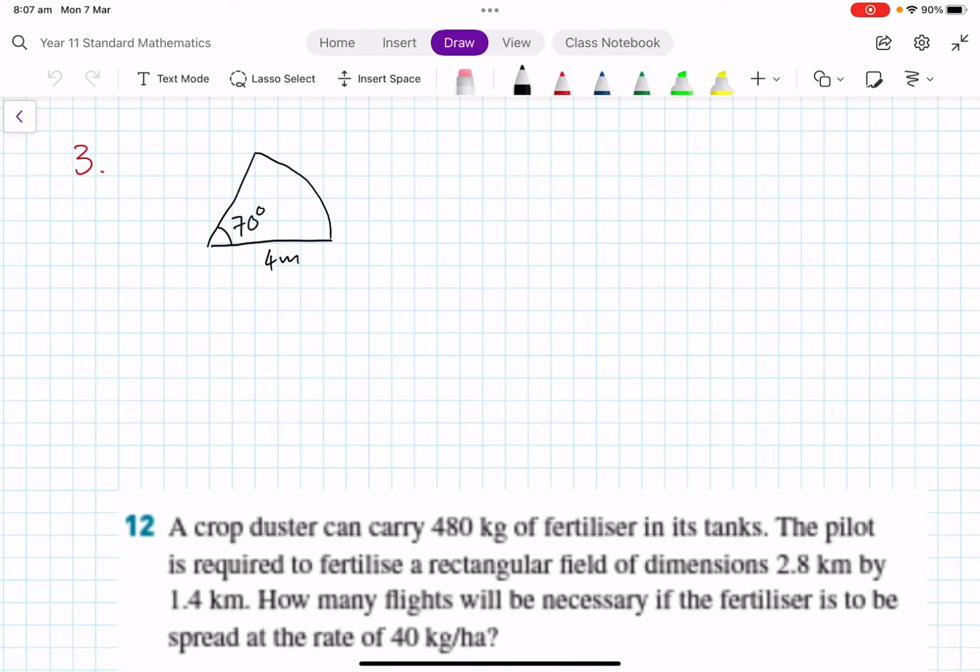Hello again. We're going to do a couple of quick examples just to finish this one off. And then for tomorrow I'm going to send some stuff on composite figures.